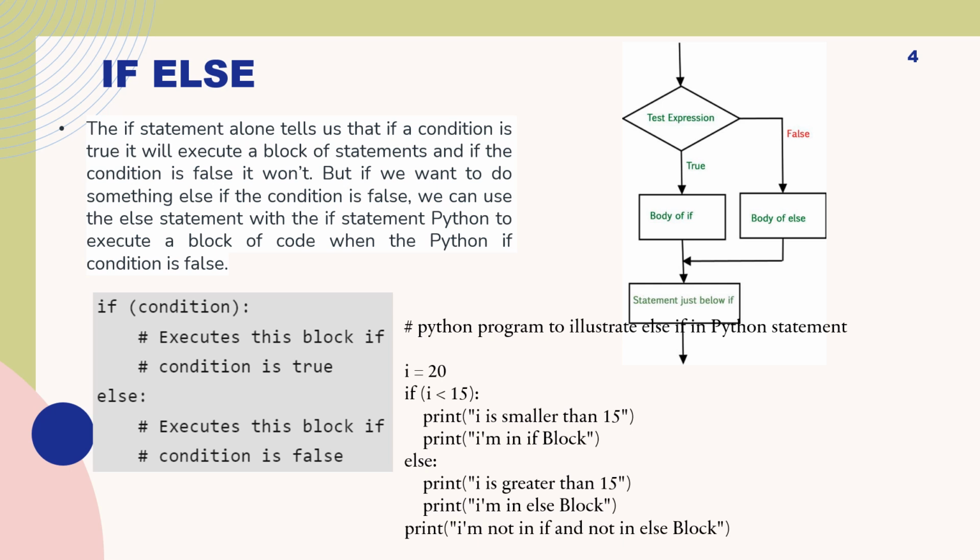The if alone tells us that if the condition is true, it will execute a block of statements, and if the condition is false, it won't. But if we want to do something else when the condition is false, we can use the else statement with the if statement to execute the code when the condition is false. You can see the flowchart of if else. You have the test expression. If it is true, it will execute the body of if, and if it is false, it will execute the body of else. Once it is done, it will come out of the if else.